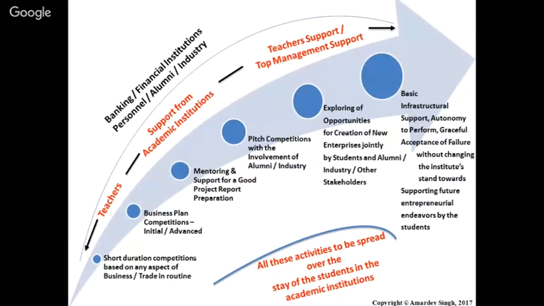Then even in case they fail after say 1 year or 2 years, you have to accept the failure gracefully. And if one group of students fail or try to shut down their operations or exit from the business because they have to take up jobs, allow them to go for that, because once they have had experience at your institution regarding entrepreneurship, that will be a lifelong learning for them.